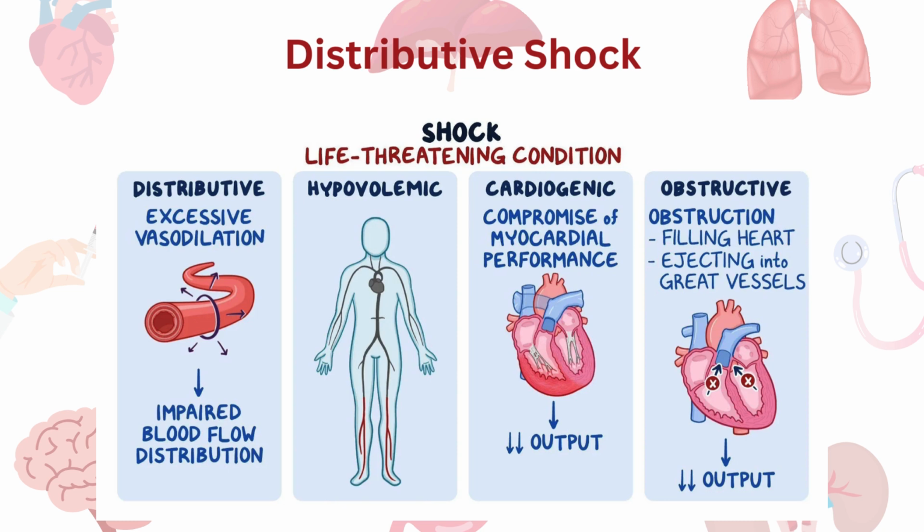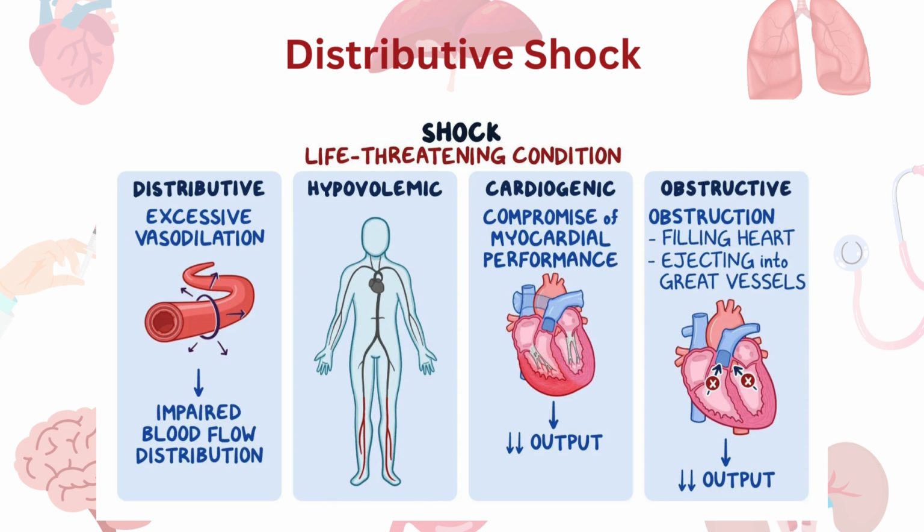There are four different types of shock: the distributive shock, in which there is excessive vasodilation; the hypovolemic shock, in which there is blood loss; the cardiogenic shock, in which myocardial fibers are affected; and the obstructive shock, in which the heart is unable to be filled completely by the blood. As a result, there is decreased output.